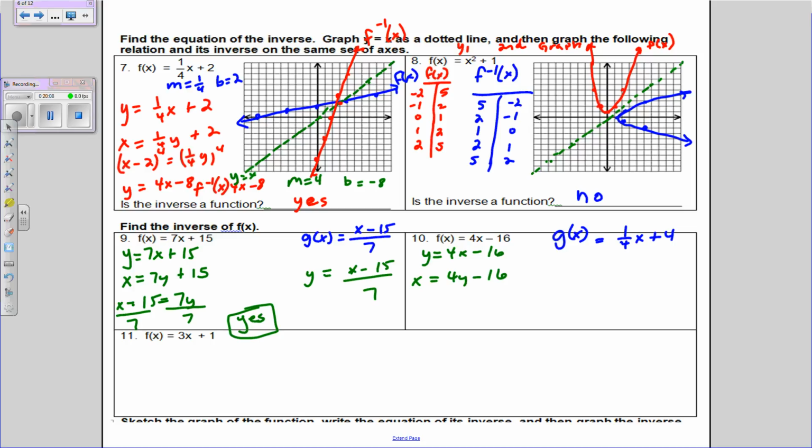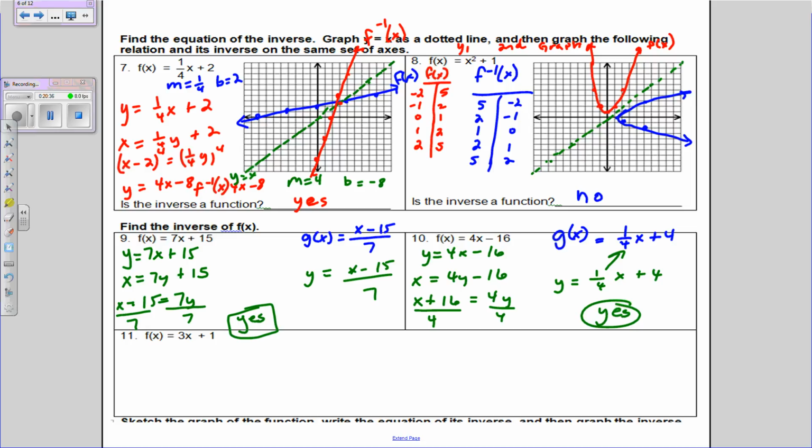We're going to move this minus 16 across, so it becomes x plus 16 is 4y. And then we're going to divide by 4. And I'm going to change the order when I write it. That would be y equals 1/4 x plus 4. So this one is also a yes because it matches g of x.